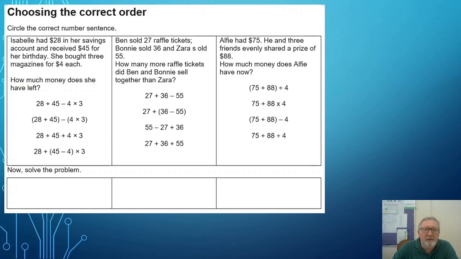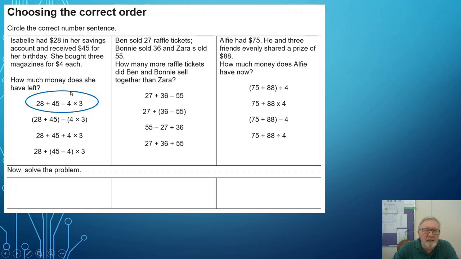All right, I hope you read through them again for yourself. All right, so Isabel had $28 in her savings and received 45. So received gives you a clue that it's an addition. So she had those 2 amounts, and then she spent money, 3 lots of 4. That one is your answer.